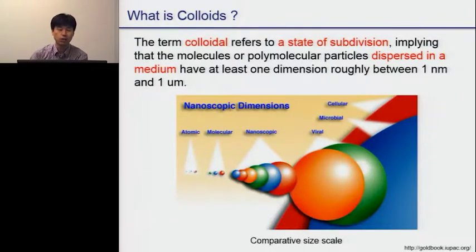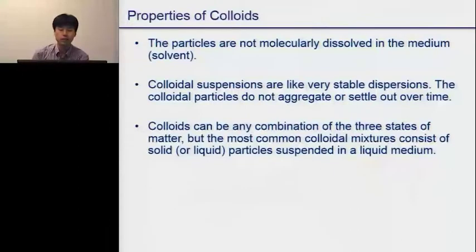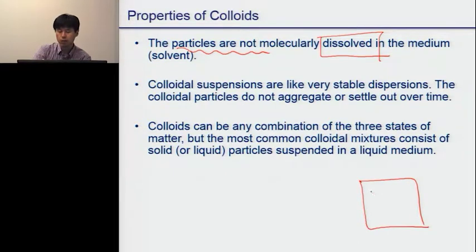So what is a colloid? The term colloidal refers to a state of subdivision, implying that the molecules or polymer-like particles are dispersed in a medium. So basically a colloid is made of two phases, and this subdivided material is not present in a dissolved form in the medium. It is small in size, but it is present as an independent phase or material.